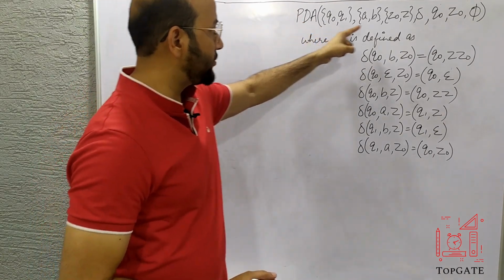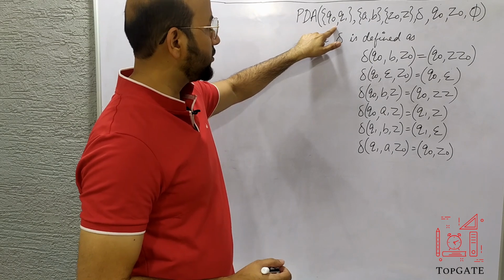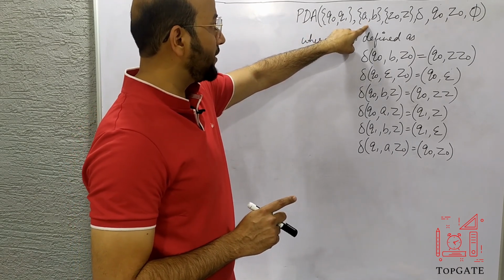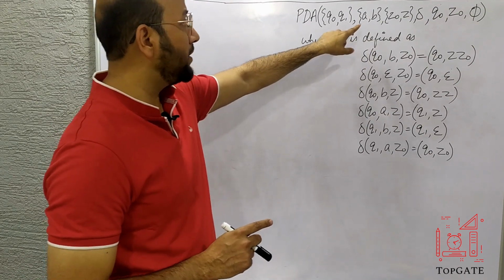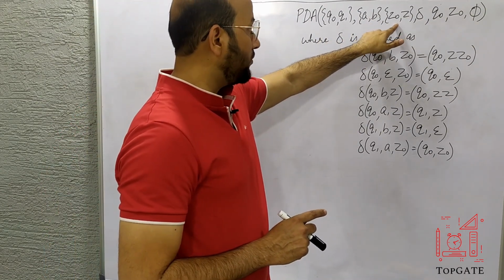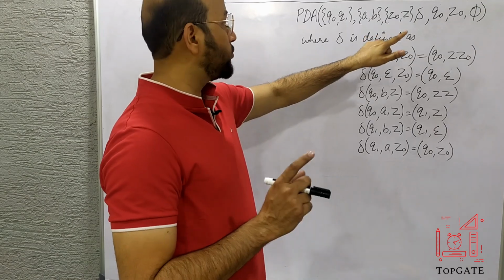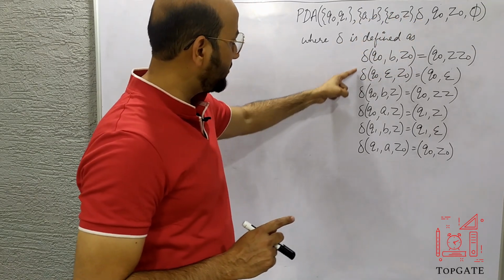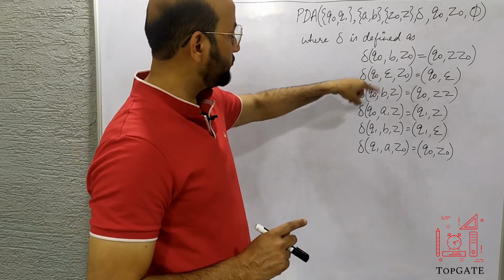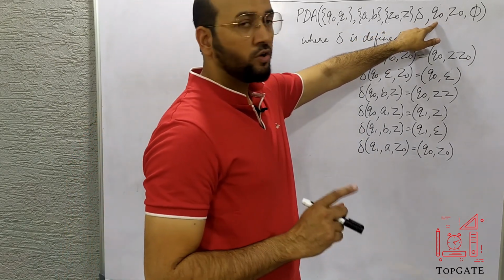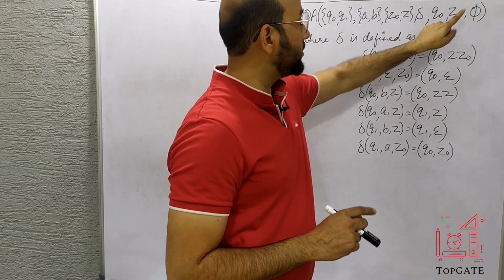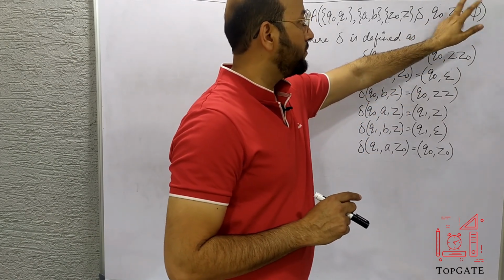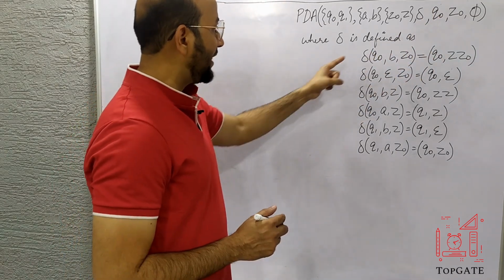We have 7 tuples here. This one is Q, that is, in Q we have Q0 and Q1. This is sigma. In sigma we have a, b, that is the terminals. Then we have tau, the pushdown alphabet, so we will be pushing Z0 and Z into the stack. Then we have delta, which is given by these functions. Q0 is the initial state, Z0 is the default stack element, and there is no final state, so we have taken a phi in this one. So delta is given here.